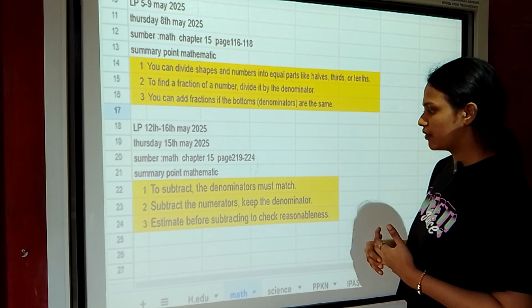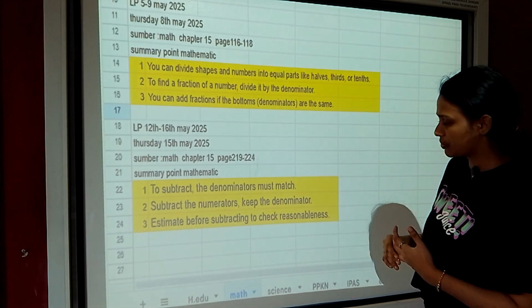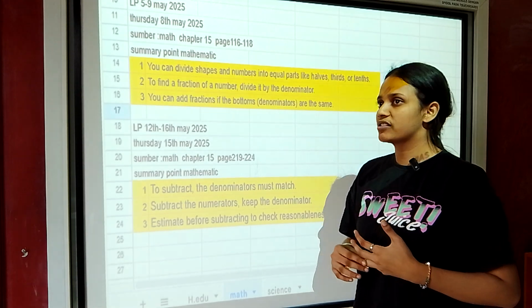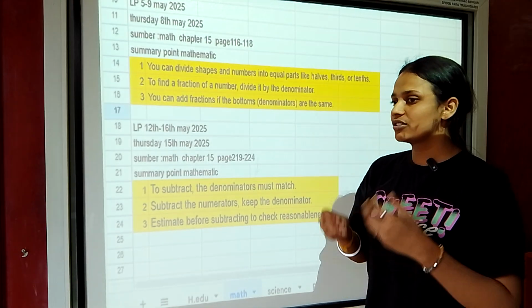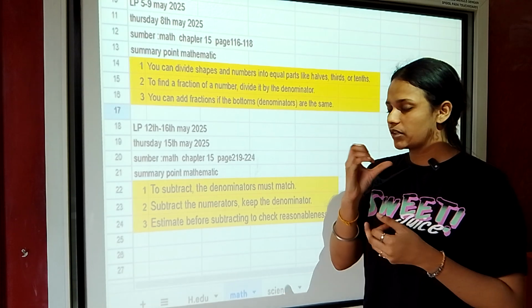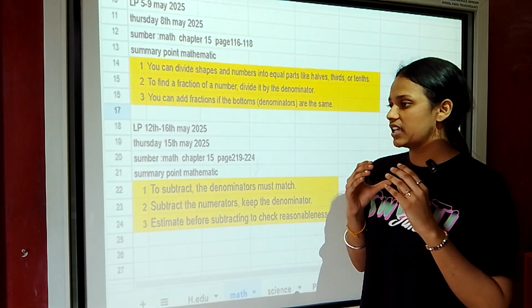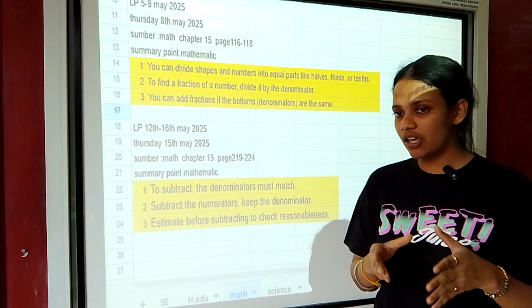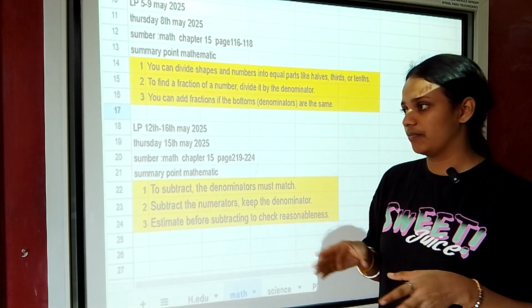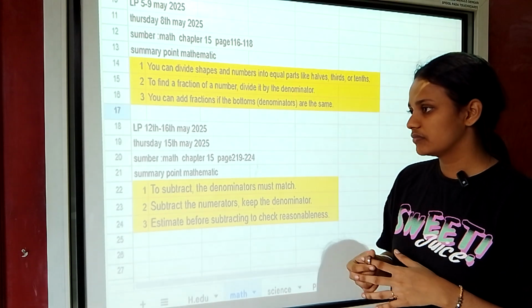So estimate before subtracting to check it is reasonable. For example, if we want to subtract fractions, we need to make sure the denominators of the fractions are the same, or else we can never subtract them. Only that?